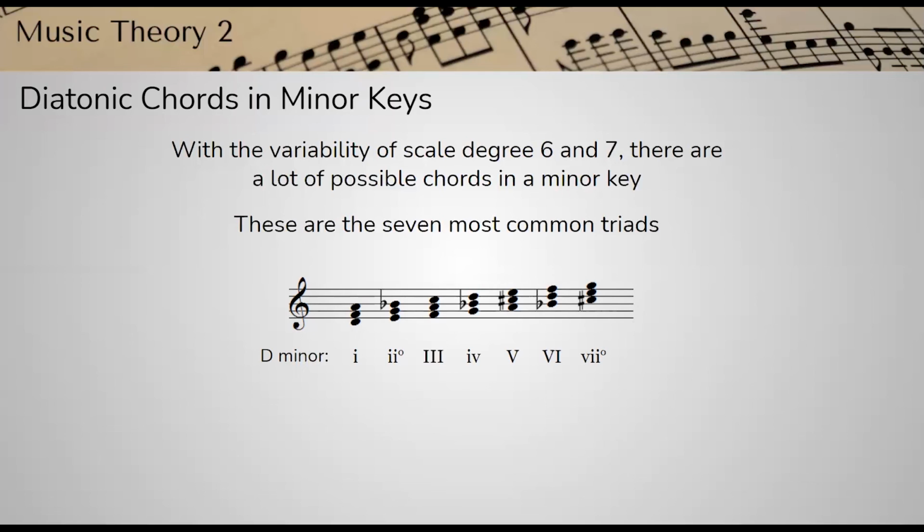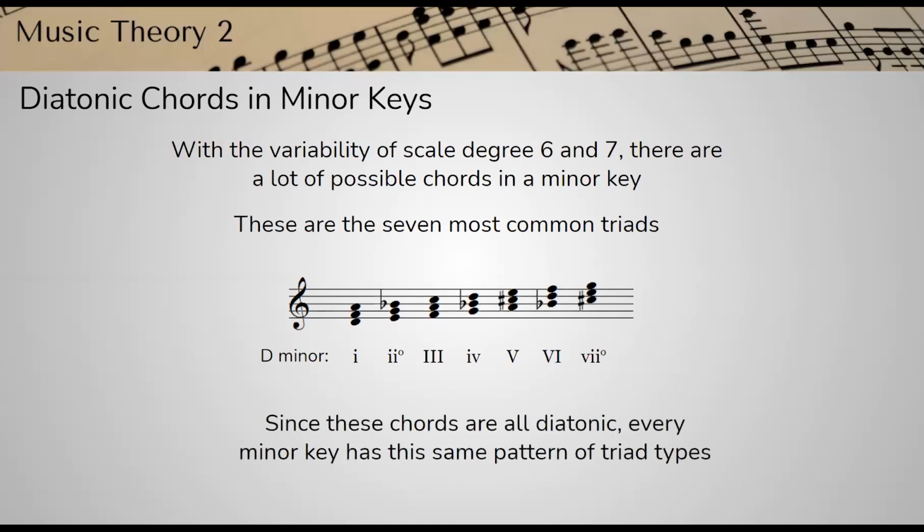since it's built on C sharp. So there's some similarities between major and minor because some of the notes, like that C sharp, come from a major scale, right? But it also has to be combined with the elements of the minor scale. So it does get a little confusing with that. Okay, and again, since these are diatonic, they're all in a minor key. Every single minor key will have the same pattern of triads.